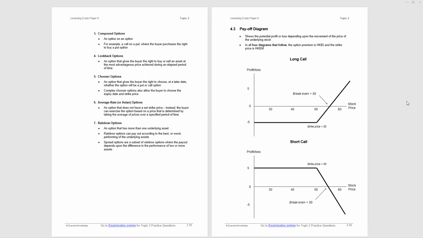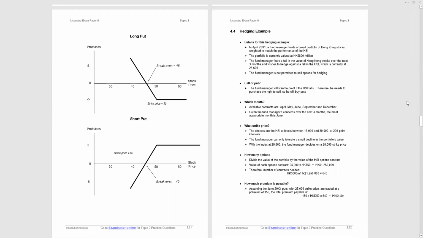Now, when the horizontal line in a payoff diagram is above the x-axis, then we know that that is a short position, because it's reflecting the profit that is made by bringing in the premium.